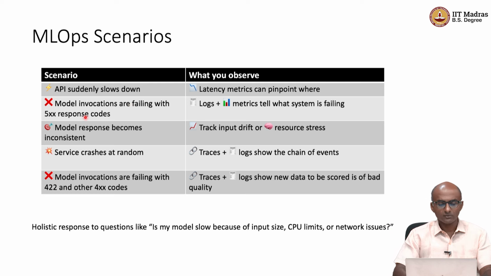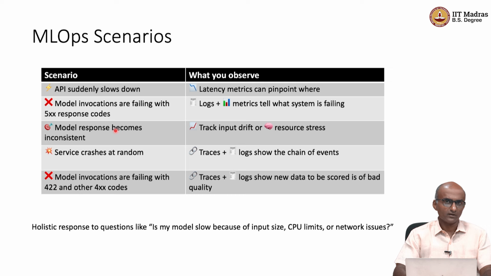So the 5xx response code typically corresponds to aspects about the resources, etc., which require further debugging. Here, what comes in handy for root causing is the logs and the metrics to tell you which part of the system is actually failing.